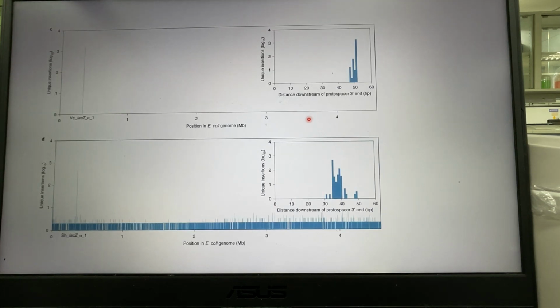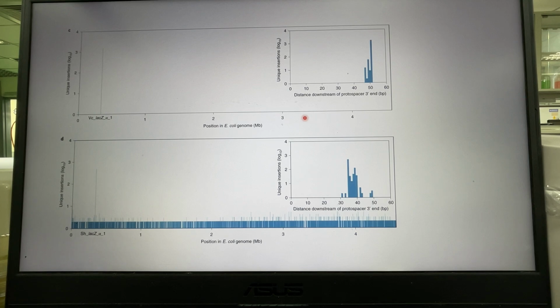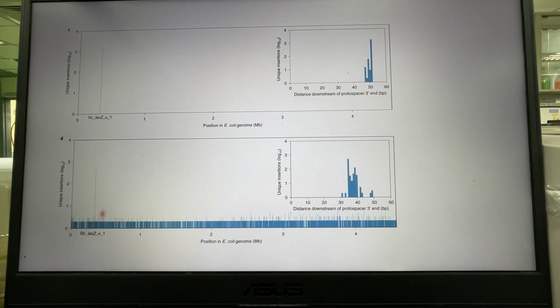As you can see here, the VC DART system has only one insertion, and the SH DART, although it also has this insertion, has a lot of off-target sequences down here, so the specificity is very low.